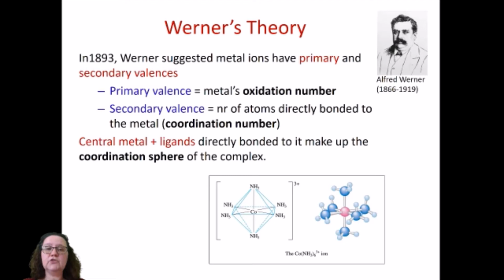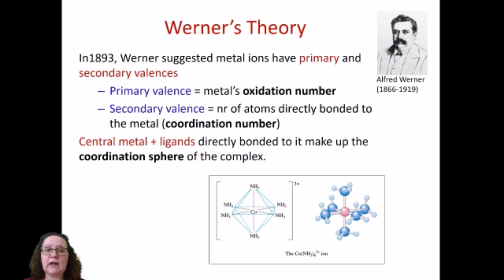So, 2 different things. One was the metal oxidation number, which was 1, 2, 3, etc. And the other one was the secondary valence, the number of atoms that were directly bonded to that metal ion, the coordination number.